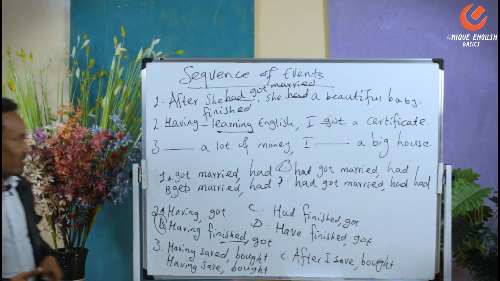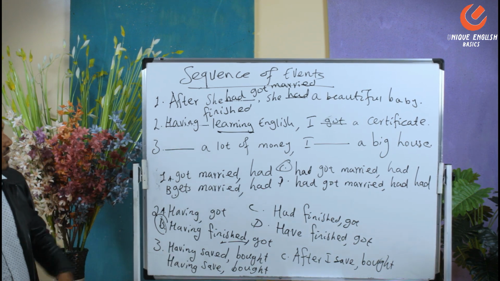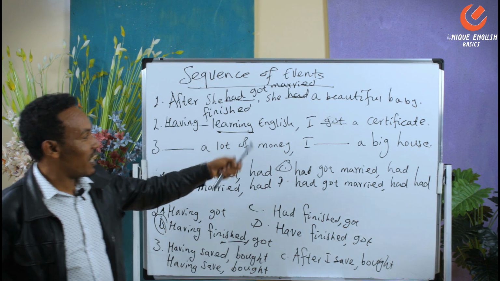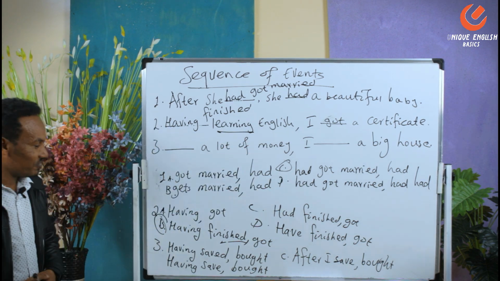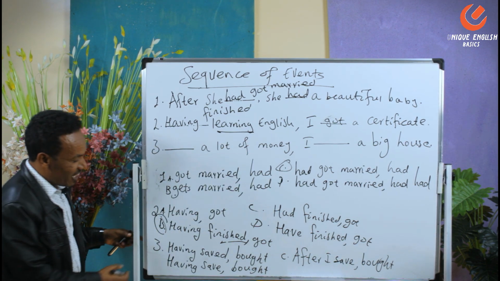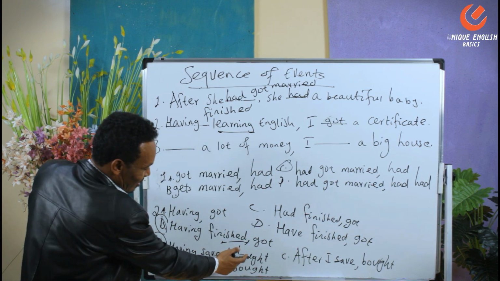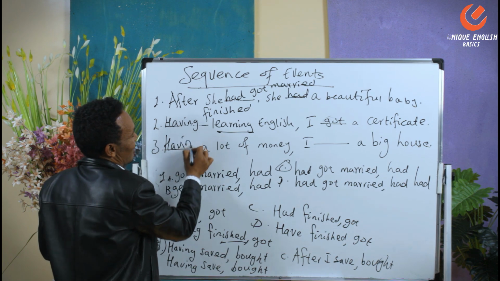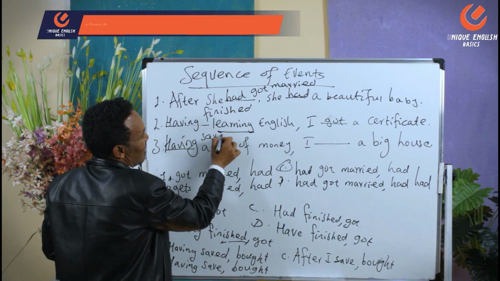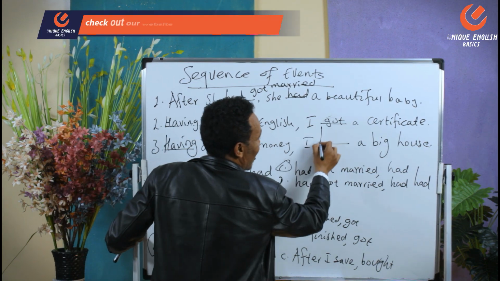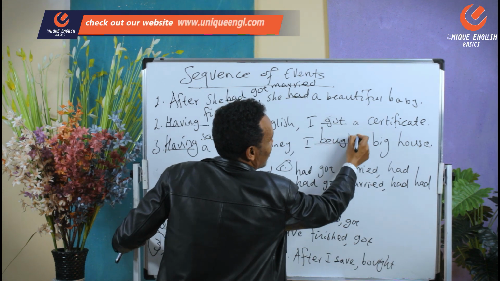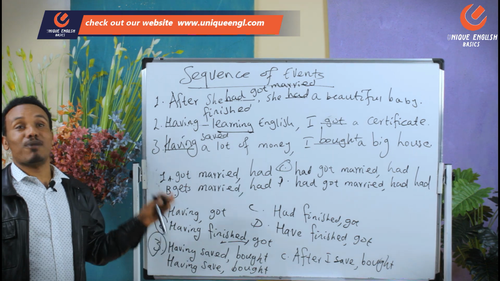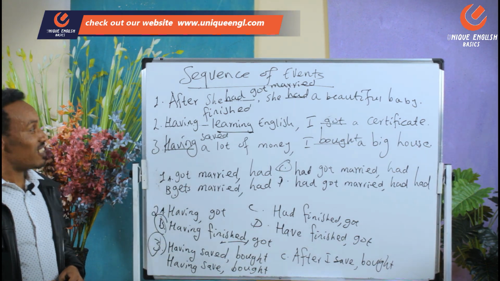Go ahead, number 3. Having, here: I dash a lot of money, I dash a big house. Having saved. With what? Both. Having saved a lot of money, I bought a big house. Am I clear? Yes. This is so beautiful.